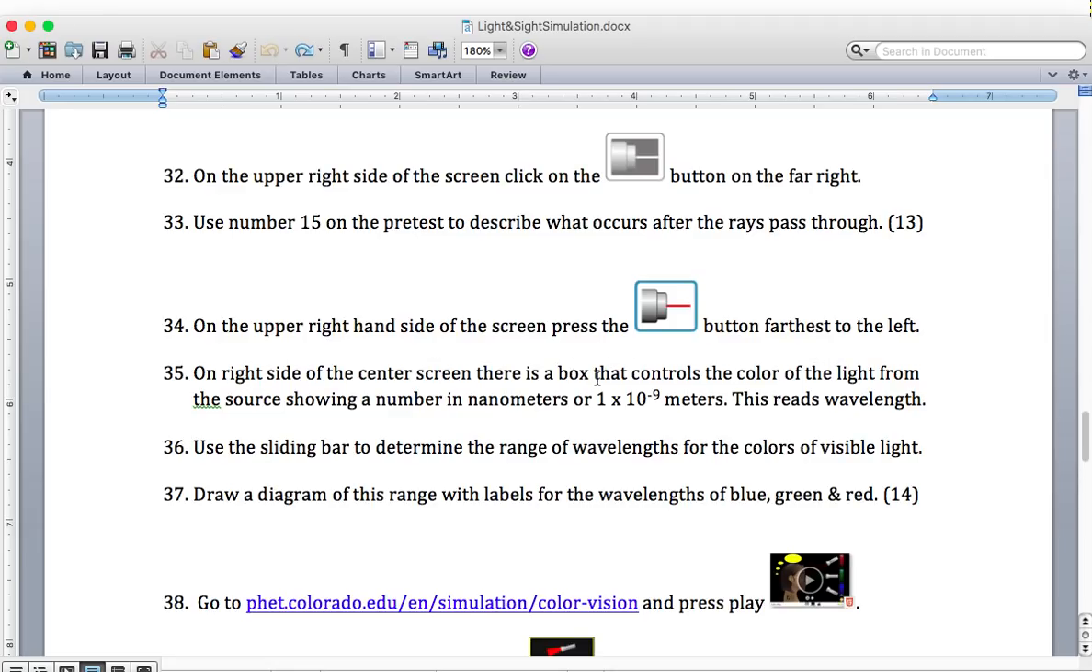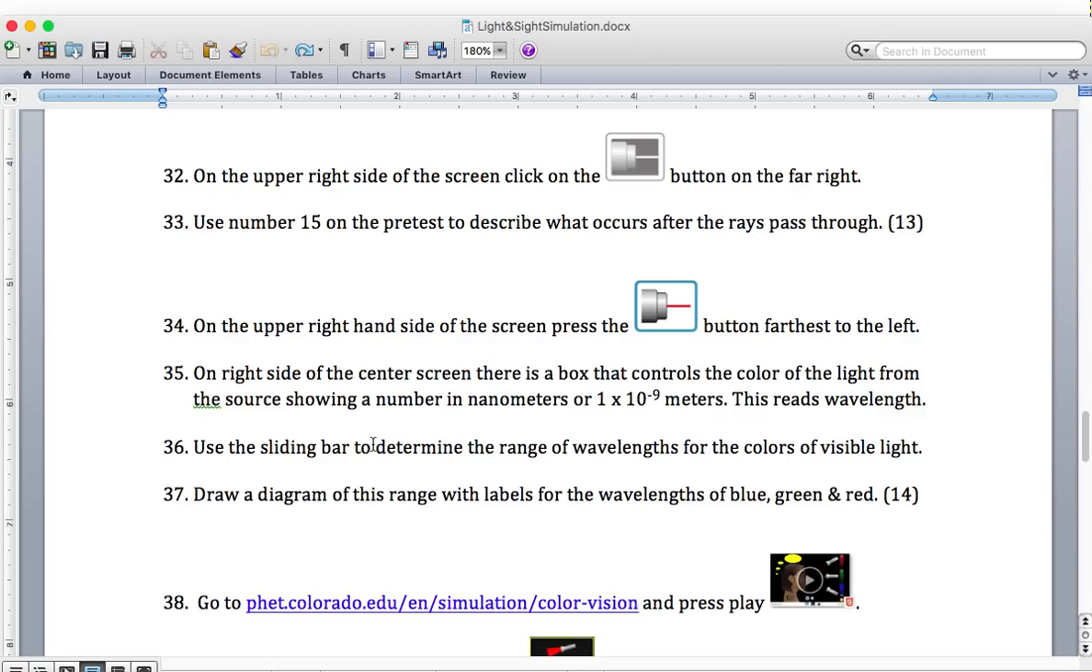And we want to work with the box that controls the color of the light from the source, showing the number in nanometers. So 1 times 10 to the negative 9 meters. We've been working with centimeters, where this is a 2. Millimeters, it's a 3. Micro, 6. Now we're working with nano. That's a 9. So this is the reading of wavelength.